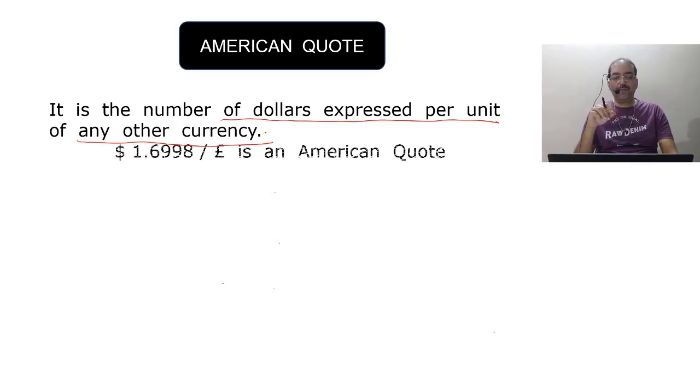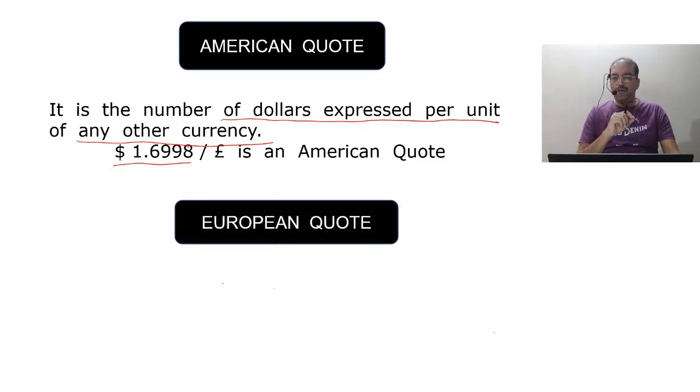Example: $1.6998 per pound sterling. This is an American quote. Why? Because the first currency is the dollar, and the second currency can be any other currency outside. Dollar should be on the left hand side. That is an American quote. So an American quote is the number of dollars expressed per unit of any other currency.